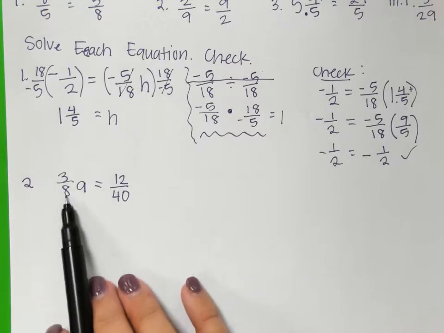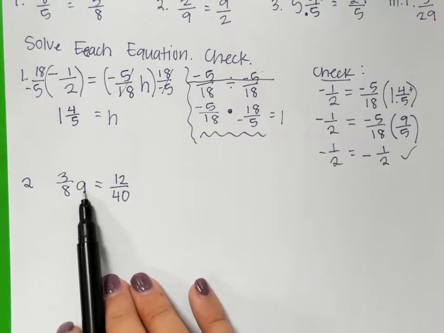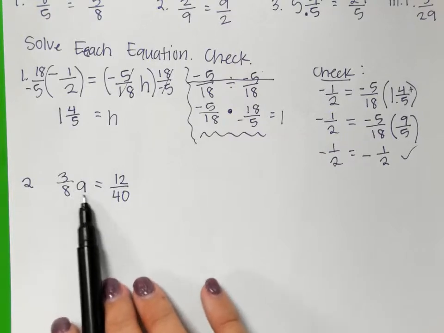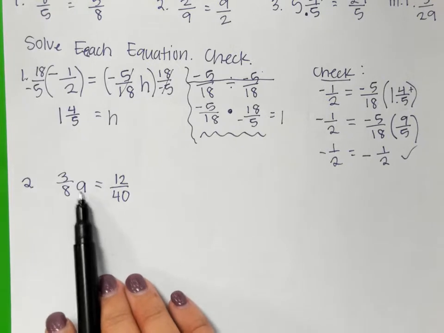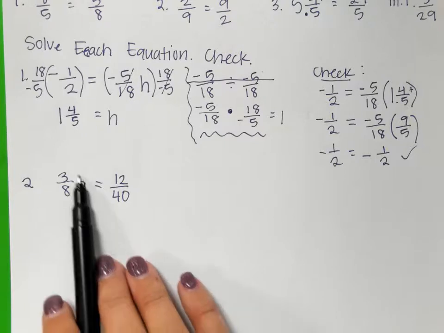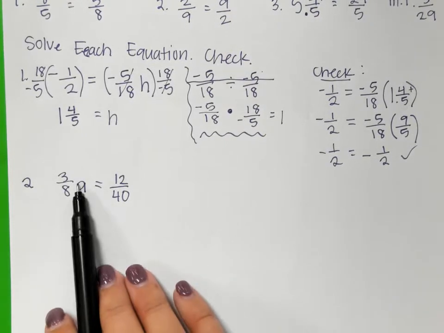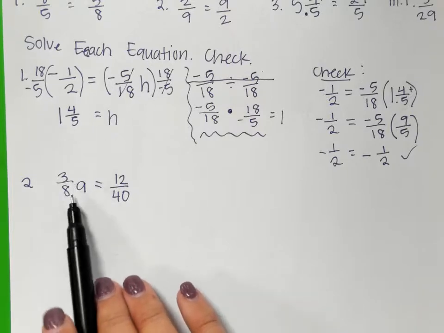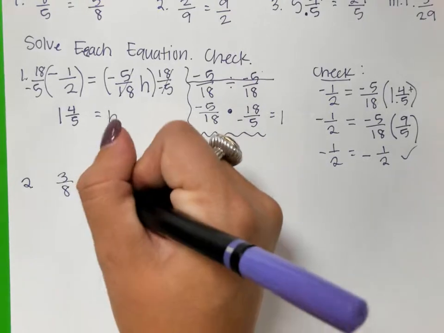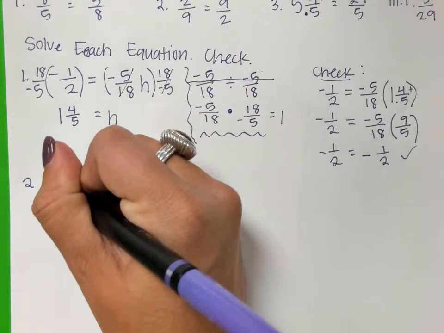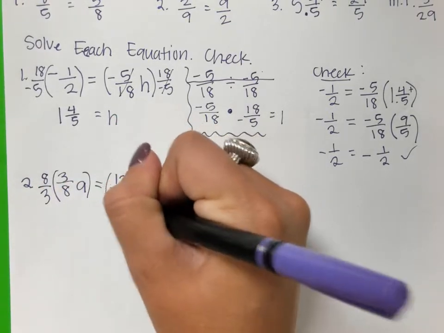If I've got a fraction in front of my variable, I want this variable to become a 1. So what do I multiply both sides by to get this as a 1? 8 over 3. I'm using that multiplicative inverse. That's what we just learned. In order to make this a 1, I can multiply it by its multiplicative inverse. So that means I'm multiplying both sides by 8 over 3.